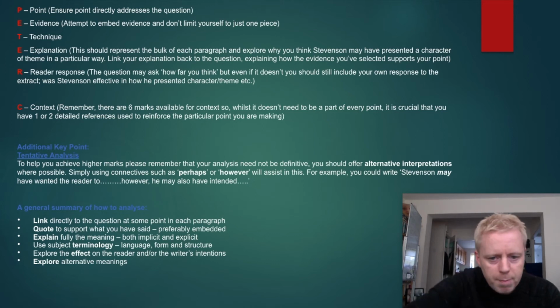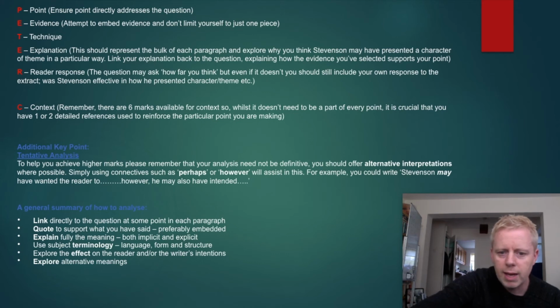The second point there is tentative analysis. Top band, you're inferring, you're making interpretations, multiple interpretations, alternative interpretations. We don't know definitively what Stevenson's intentions were. We can only guess, surmise. Simply using words like perhaps or however will assist this, and it'll get you into the top band. And then a general summary at the bottom of how to analyse.